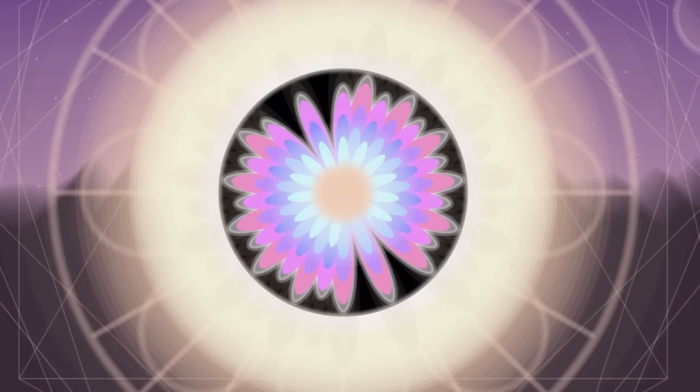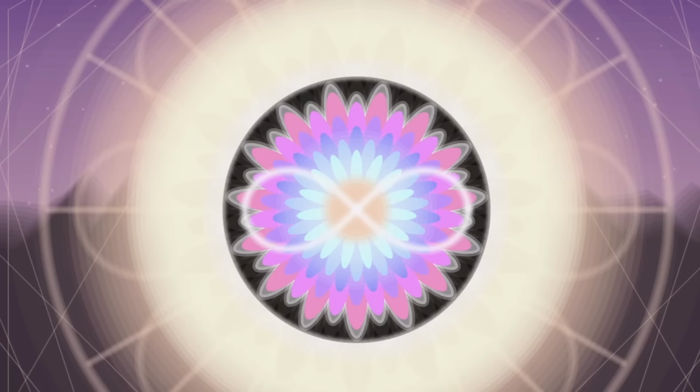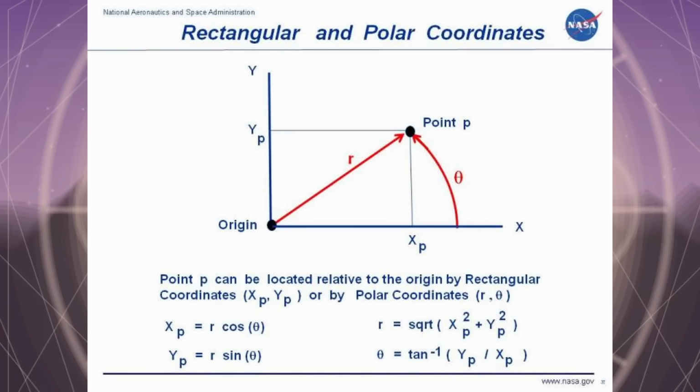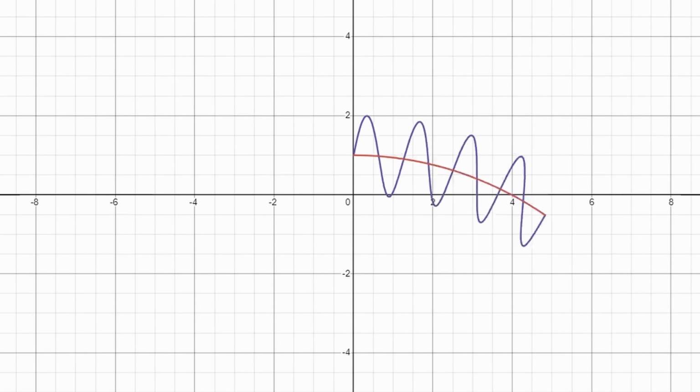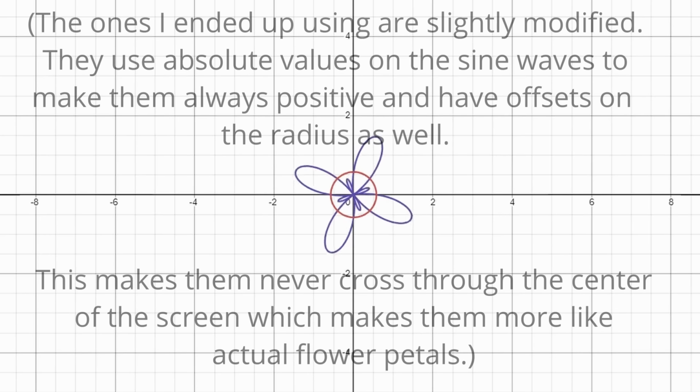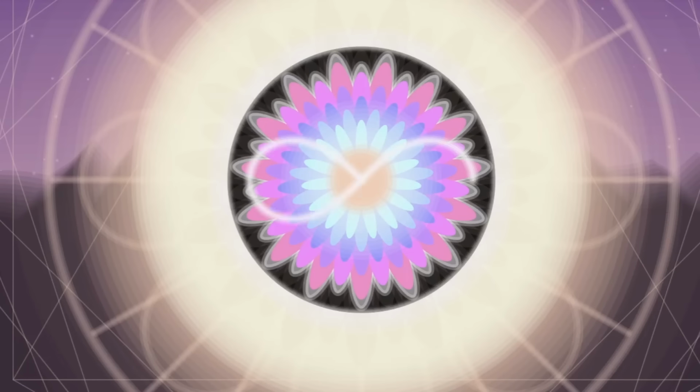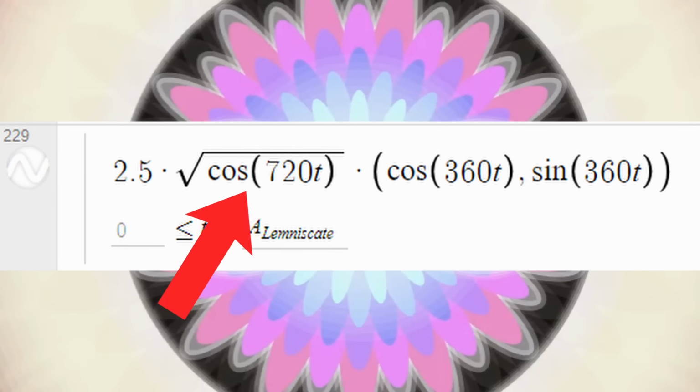For the flower petals, I used rose curves. Rose curves are based on polar functions, which involve an entirely different coordinate system, but to put it simply, take a sine wave and wrap it around a circle. The lemniscate infinity sign is pretty similar to the rose curves, but instead of a sine wave, it's the square root of a cosine wave.